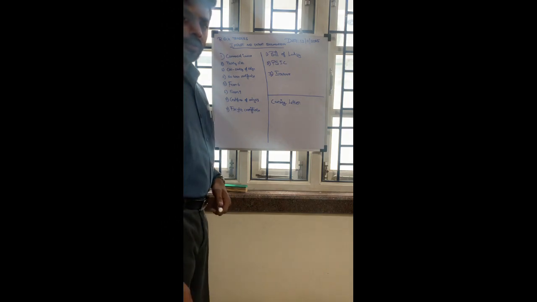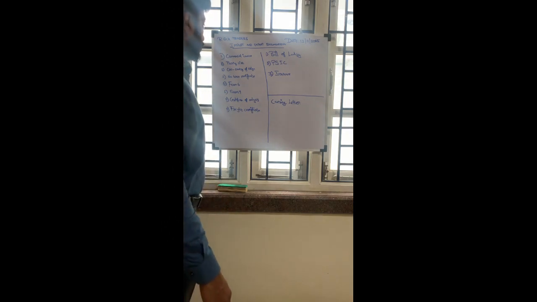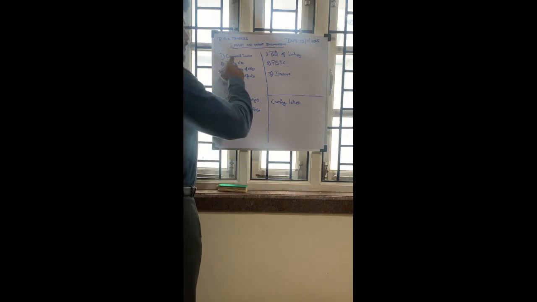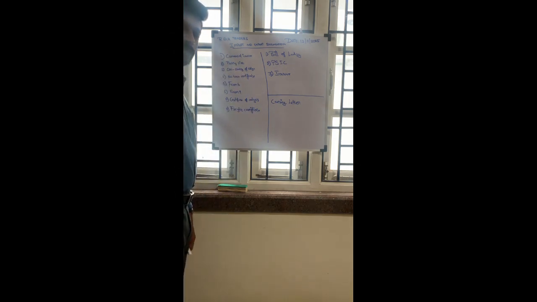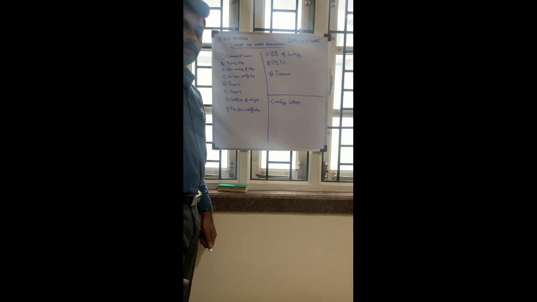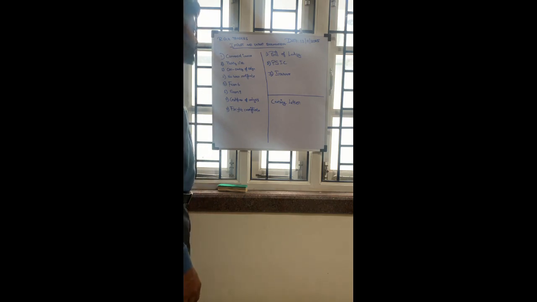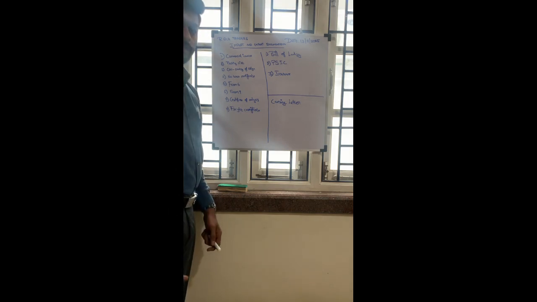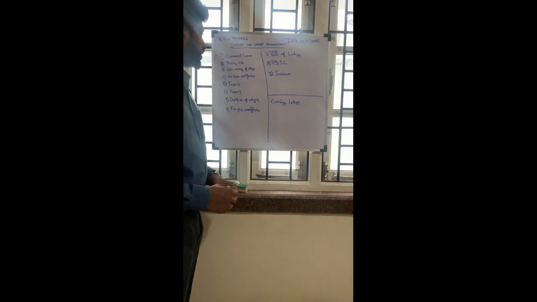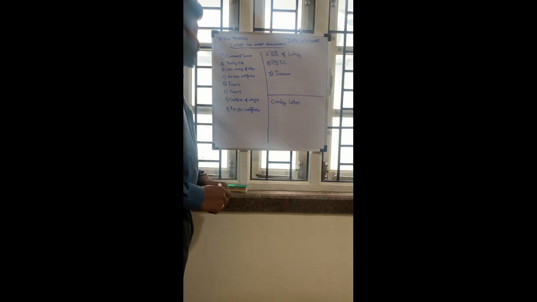So let's see what all the documentation will be needed for import export. First one will be the commercial invoice. In this commercial invoice, all details will be there, like consignor, consignee, container number, bill of lading, invoice number, what material we have used, the quantity, amount, total amount and all.